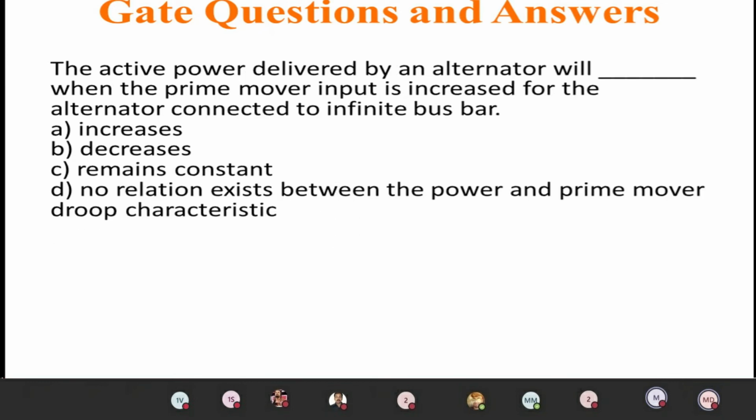So active power delivered by an alternator will dash when the prime mover input is increased for the alternator connected to infinite bus bar. So active power delivered by the alternator will dash when the prime mover input is increased.